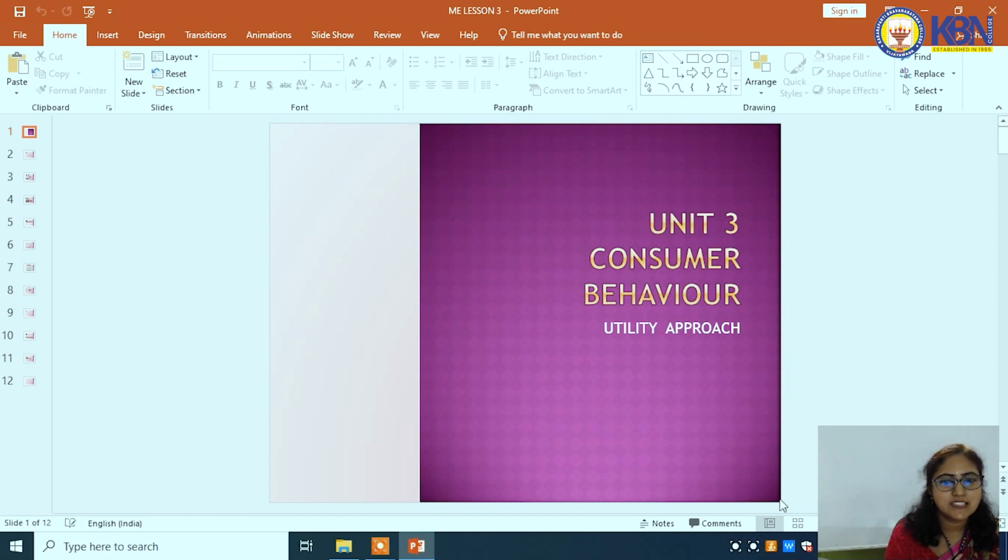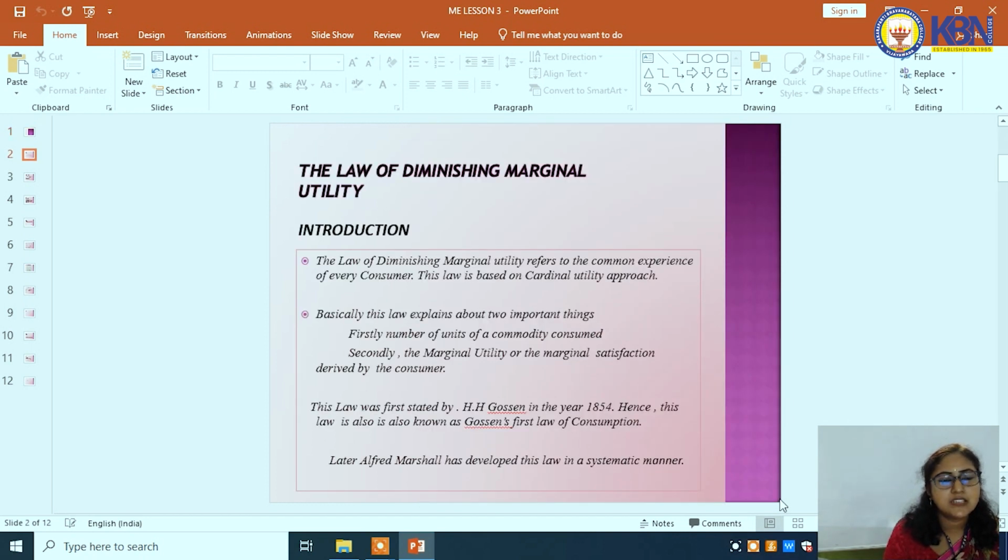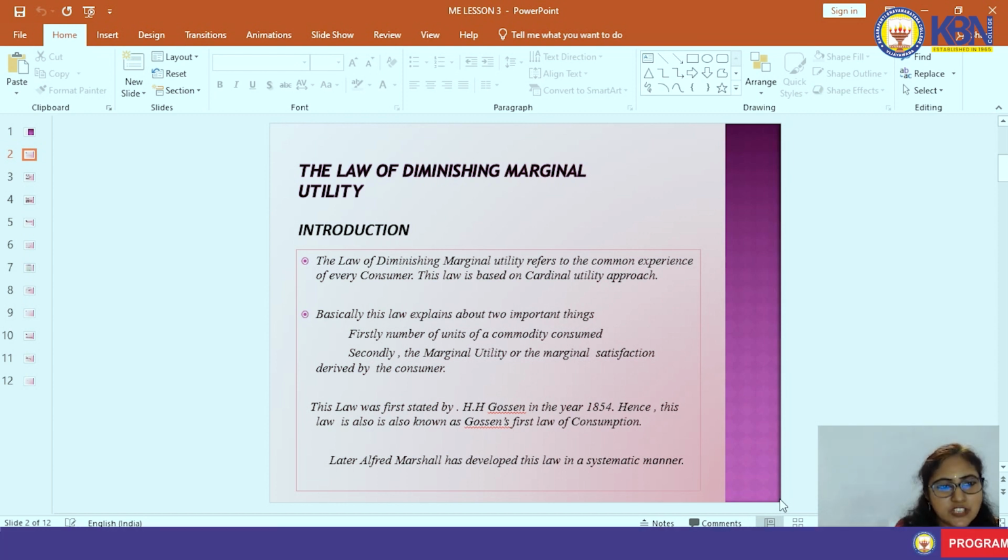Here in this session we are going to discuss a topic from Unit 3, and the name of the chapter is Consumer Behavior: Utility Approach. In this Unit 3 we are going to focus on a theory called the law of diminishing marginal utility. Much before we get into the actual theory, let us see the introduction lines with regard to the theory.